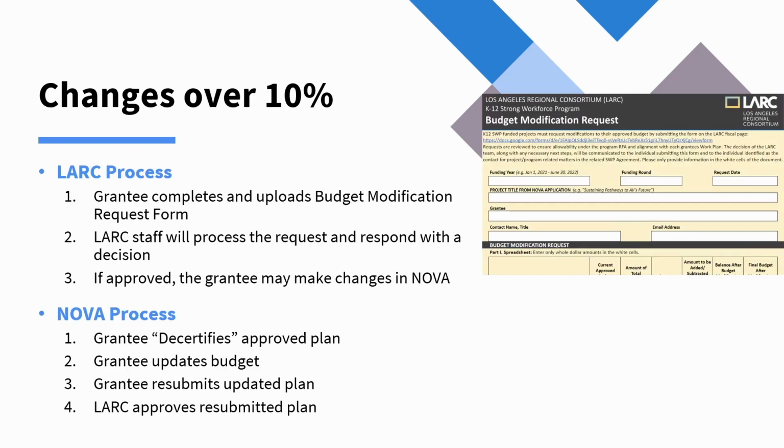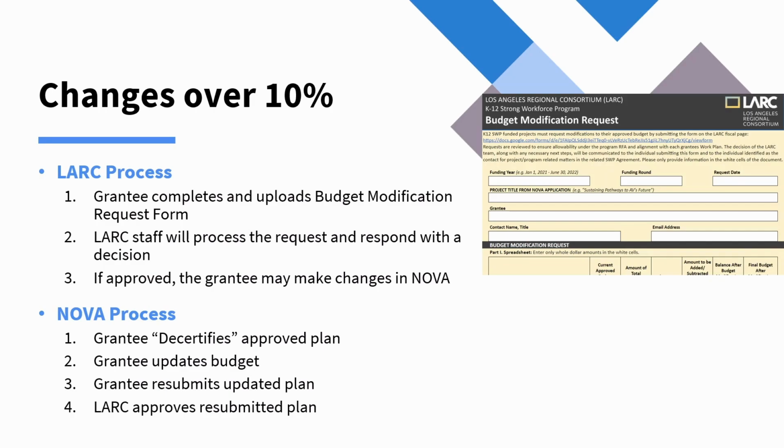But if you have a change over 10%, or one that adds or removes object codes, then it's time to go through the budget modification process. The most important thing about this slide is to point out that the LARC process happens before you make any changes in NOVA. We'll walk through both processes. The LARC has a process that involves a form that we complete and upload. They approve everything, and then we go through the NOVA process of decertifying, updating, resubmitting, and getting things reapproved.